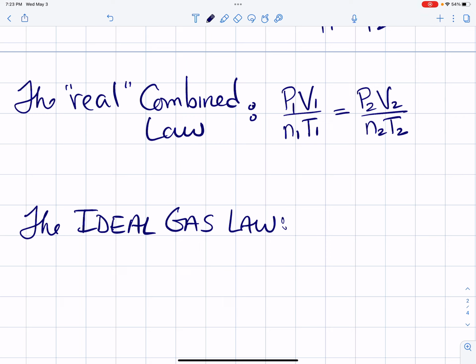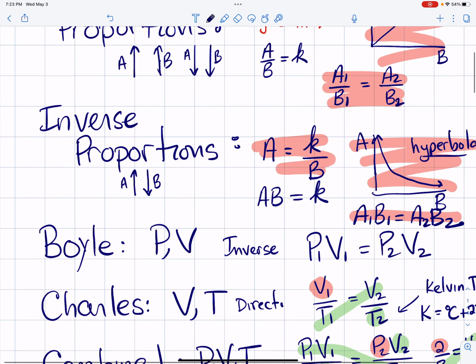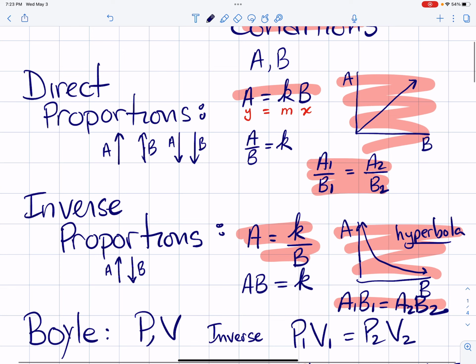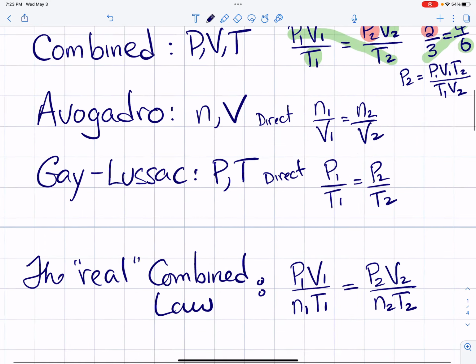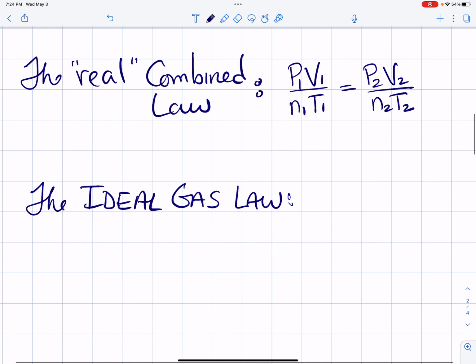But if you think about it, we can take this gas law and we can go backwards. If you remember, we found that A1 over B1 was equal to A2 over B2 because A divided by B was constant. So if we use the similar logic down here, if this is true, it must be because P times V over N times T is constant.